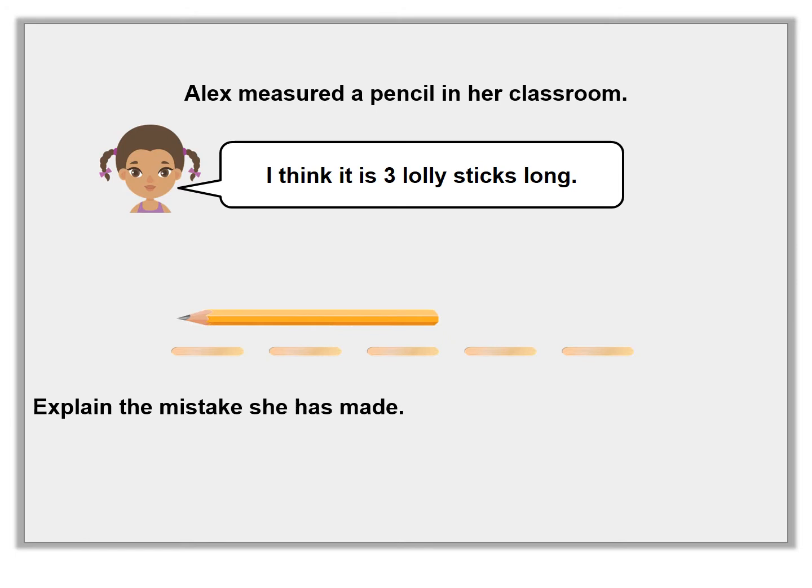Okay, Alex measured a pencil in a classroom. I think it is 3 lolly sticks long. Explain the mistake she has made. So she's gone wrong. She's done something wrong. What is it?